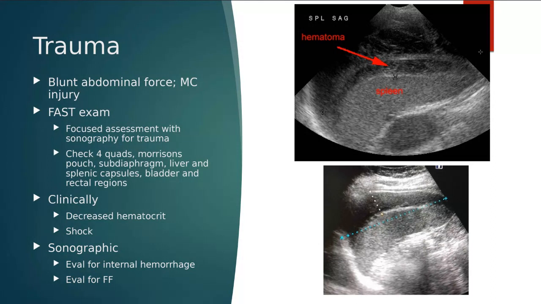So our top picture here, this fluid collection is probably a little bit older than this one. This one's a little bit more anechoic. Again, our settings are not proper for either of these pictures, but this is why we need to be looking at the area around the spleen.